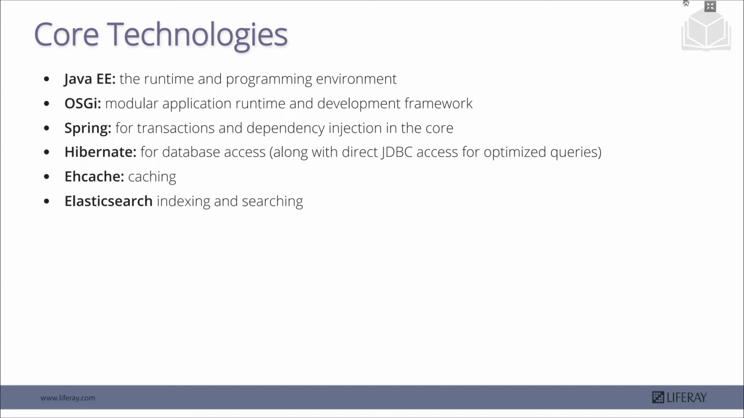So OSGi, we've talked about that. A couple other ones behind the scenes. Spring, we mainly use Spring for dependency injection, but transactions behind the scenes as well. Hibernate as a means of database access and communicating with the database. Our caching mechanism is using EHCache, and then for our search and indexing, we by default use Elasticsearch, but we also support Solr.